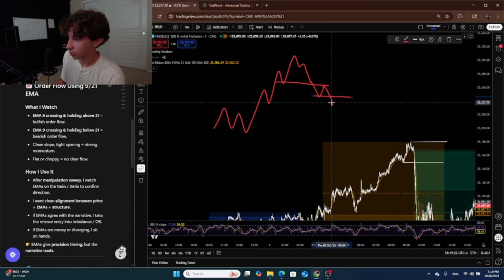The most important thing that we want to wait for here in the distribution model is displacement. Now, displacement is a concept in itself, and I'm going to just be briefly going over this. But displacement is when a market moves essentially with speed and efficiency. So in this case, for example, for this entry that I took here, this isn't a high probability day either.